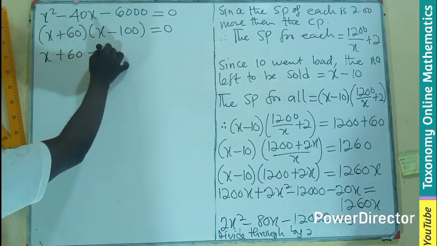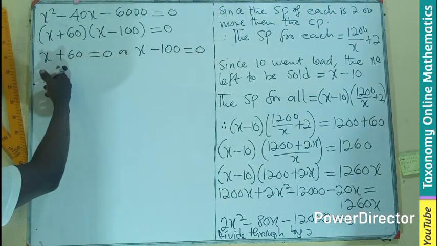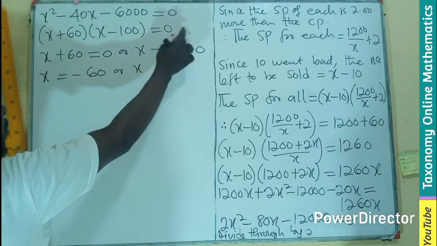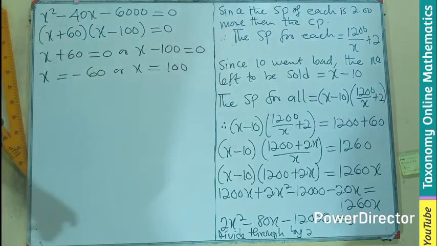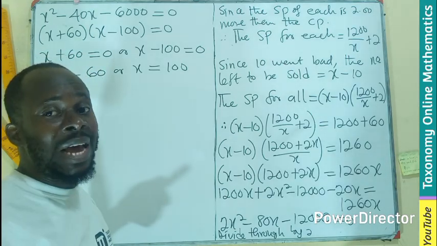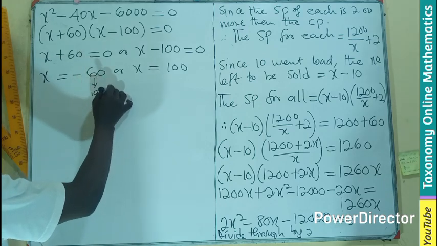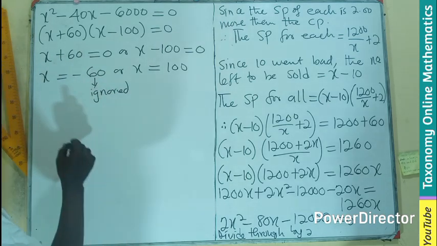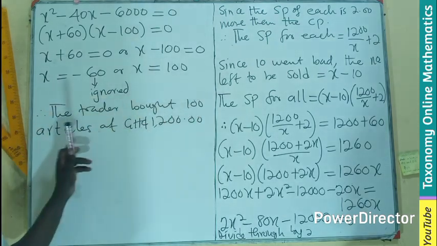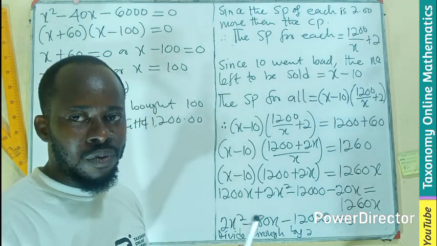x plus 60 equals 0, or x minus 100 equals what? 0. When I transpose this, x will give you minus 60. When I transpose this, x will give you what? 100. Remember, we are dealing with x as what? Number of items bought, which cannot be negative. So this will be ignored. So if we ignore this, we can conclude by saying that the trader bought 100 articles at what? 1,200 Ghana cedis.